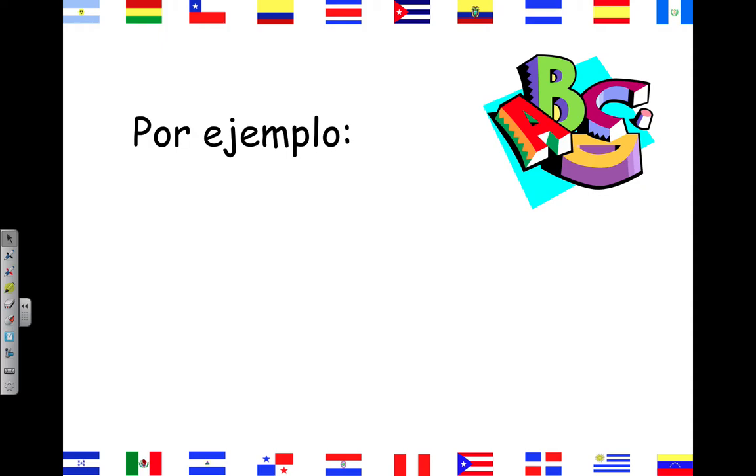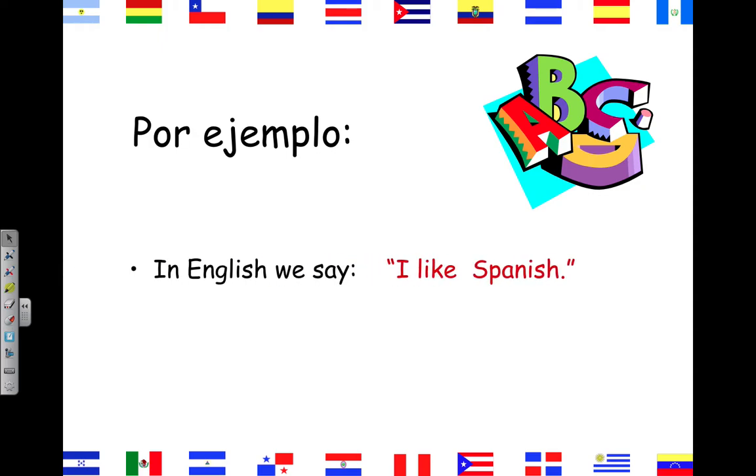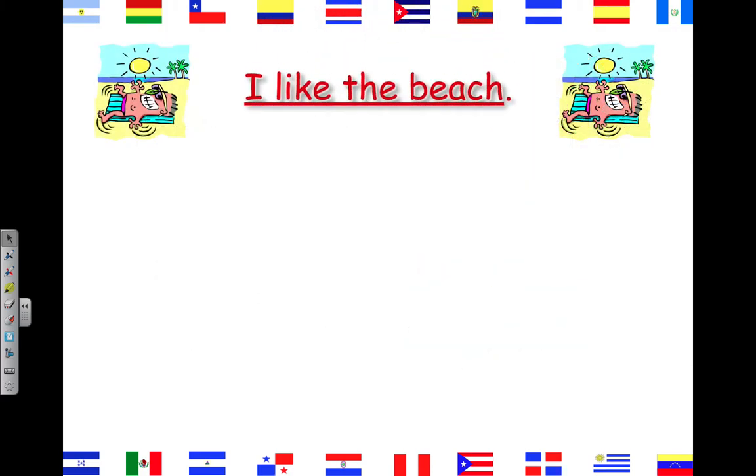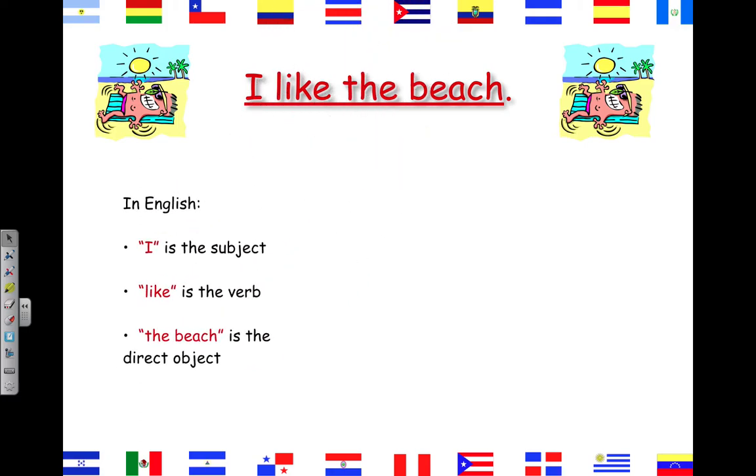For example, in English we can say, I like Spanish. But in Spanish, what we really say is, to me, Spanish is pleasing. And since that sounds funny in English, again, we go back to the English, I like Spanish. I like the beach. I don't necessarily like this guy on the beach in the clip art, but I like the beach. In English, your subject is I, like is your verb, and beach is the direct object.